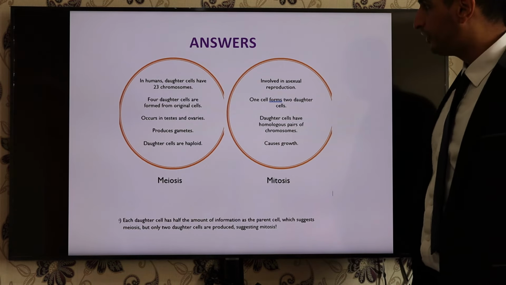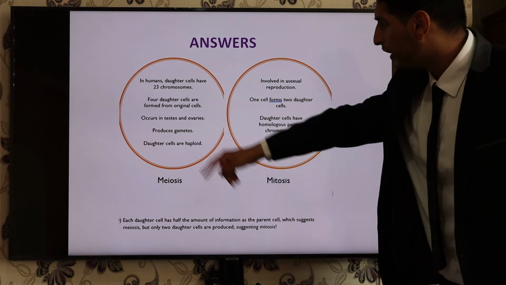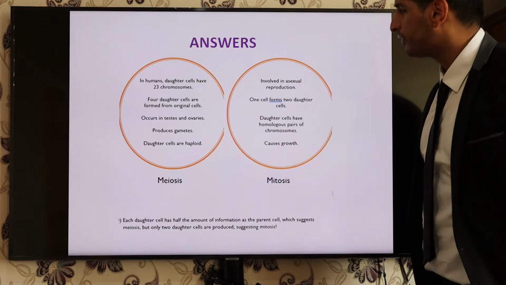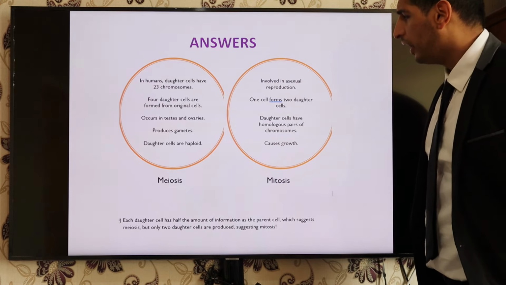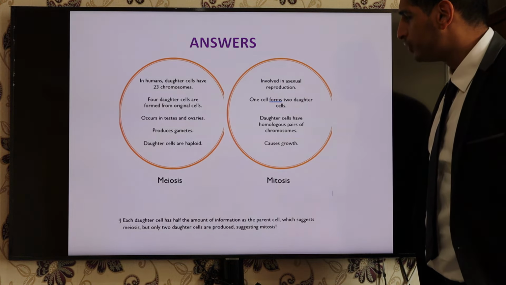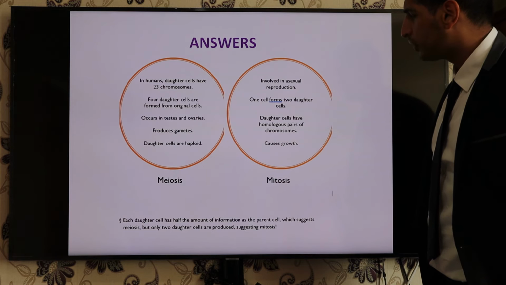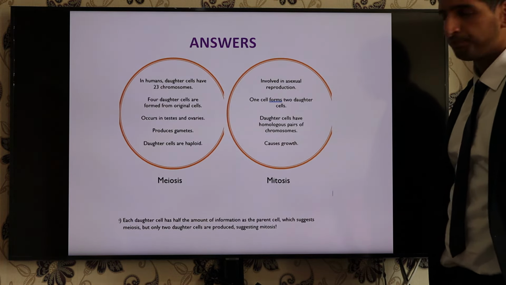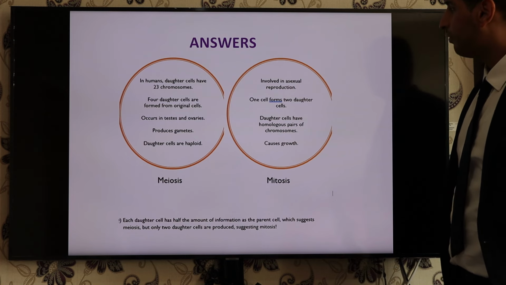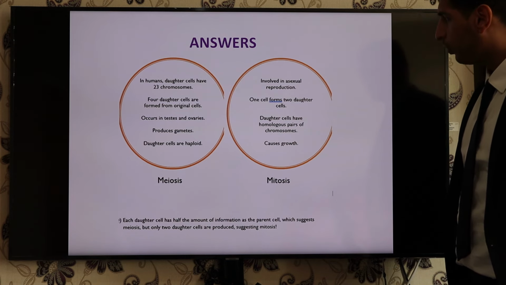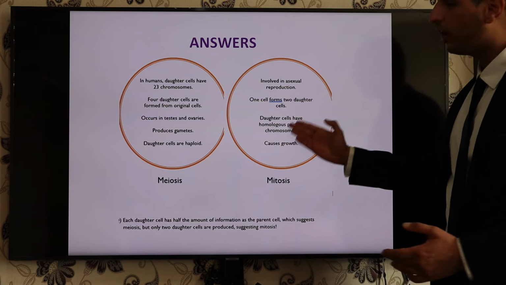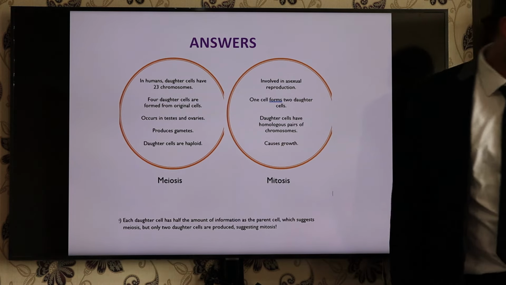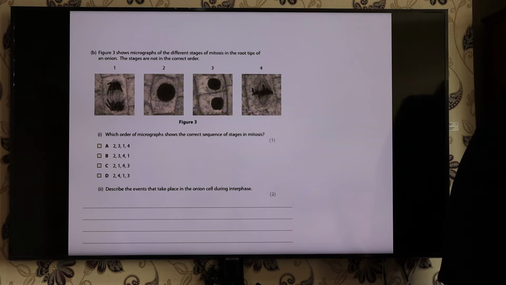This is a slide just showing the differences. Meiosis in humans, daughter cells have 23 chromosomes. 4 daughter cells are formed from original cell. Occurs in testes and ovaries. Produces gametes. Daughter cells are haploid. Mitosis is involved in asexual reproduction, one cell forms 2 daughter cells. Daughter cells have homologous pairs of chromosomes, causes growth. So there are the differences between these two. Let's have a look at some exam questions.